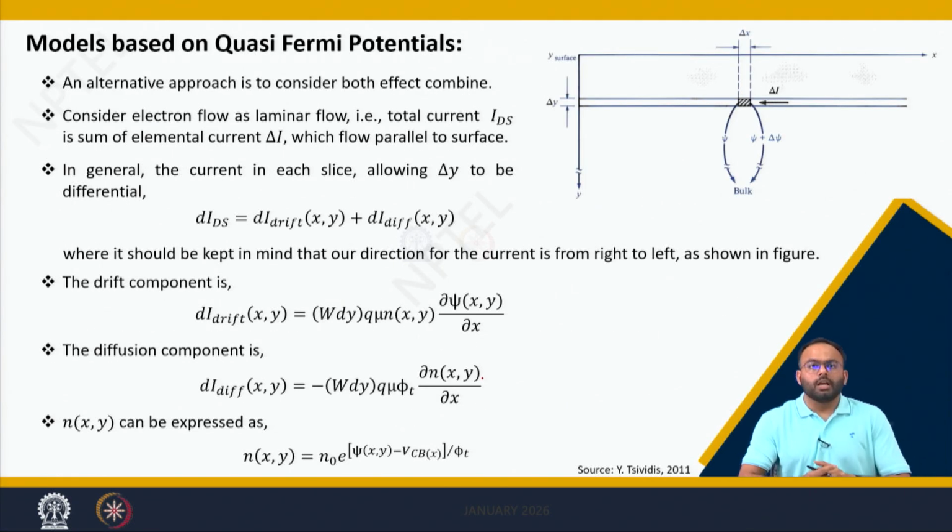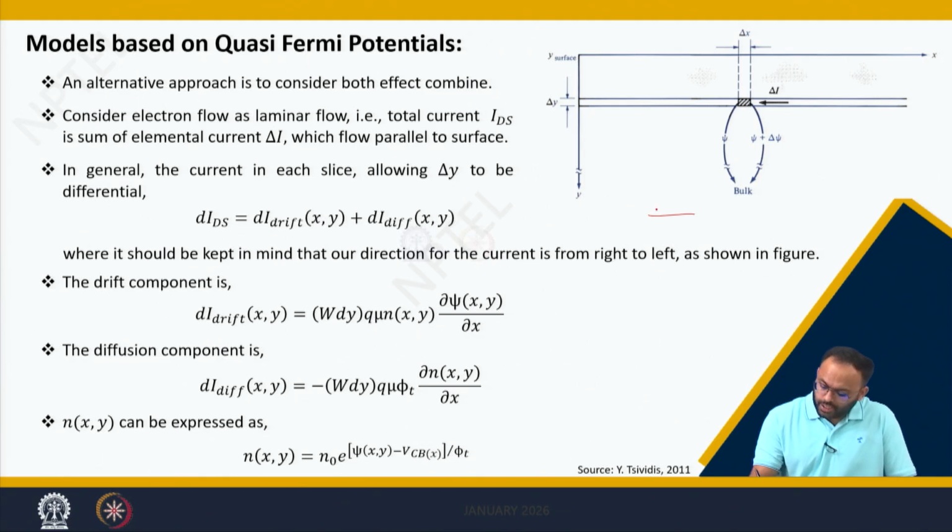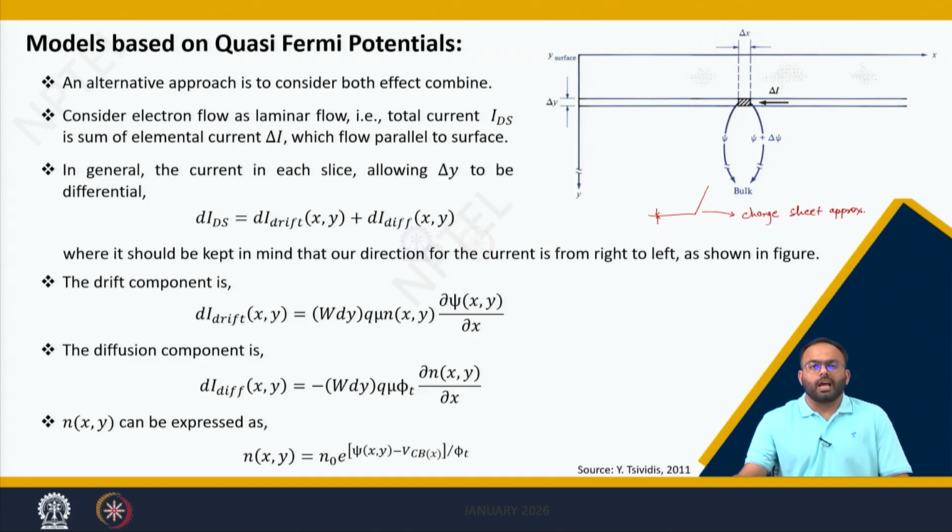Let's move further and analyze our model based on quasi-Fermi potential. In our previous analysis, we assumed that the inversion layer has infinitesimal thickness, meaning we considered the charge sheet approximation, and based on this approximation we derived our previous models, and we simplified the model as the source reference or body reference model.